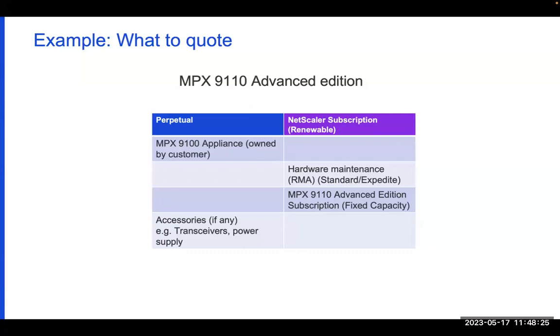Now, if this is a 9100 platform, do know that it doesn't come with any transceivers. So you have to code in the transceivers as well. And you will probably want to also add in the second power supply. So in this kind of bill of material, the hardware appliance is perpetual and the accessories are perpetual. The part that's renewable and subscription based is basically just the software, which is a fixed capacity, and the maintenance. So I hope that helps a little bit.